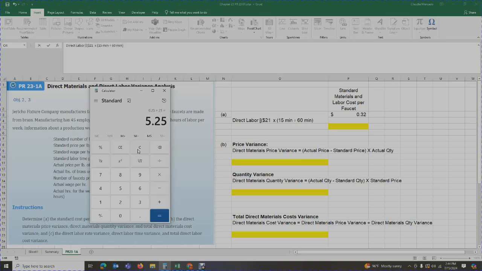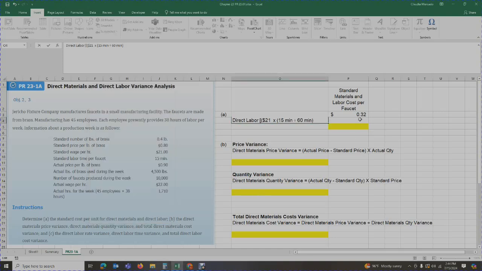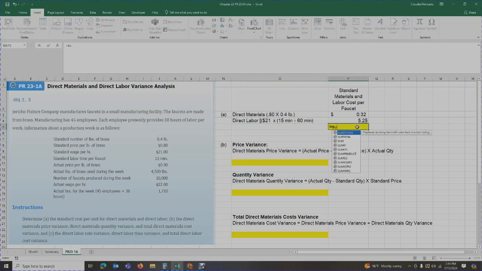So that means it's going to cost me $5.25 in labor to manufacture one faucet. Now I can add the total of my direct materials and my direct labor. Add those two together. That gives you $5.57. That is my standard materials and labor cost per faucet. That is how much we are anticipating spending in materials and labor to produce one brass faucet. That is requirement A. Let me save that.